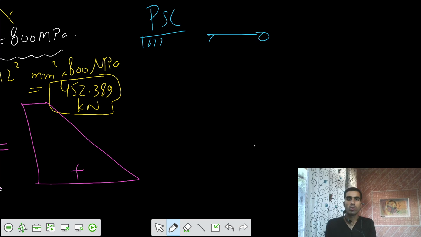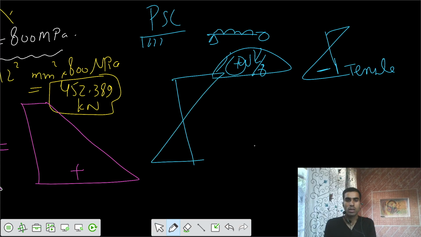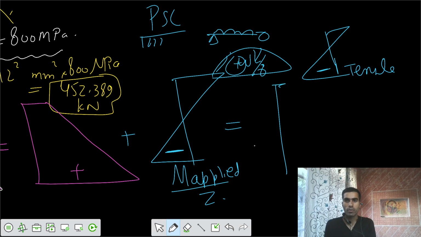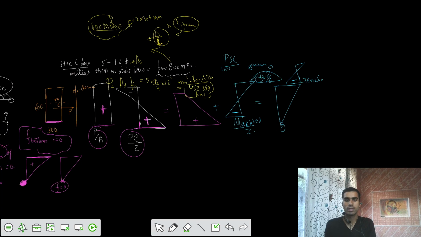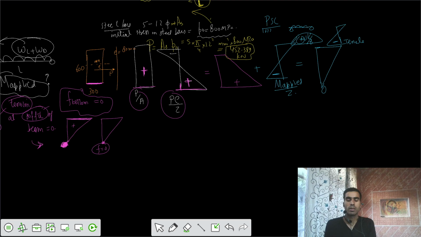And because of those actual loads, your bending moment WL square by 8, positive, gets developed at the midspan, such that it would cause some negative or tensile stresses at the bottom. And because of those stresses, M applied by Z, it would cause some stresses at the bottom. Finally, the net value of these gives me some value at the top and 0 stress at the bottom. I want this final condition, that the stress at the bottom should equal 0. That's what the problem is all about.